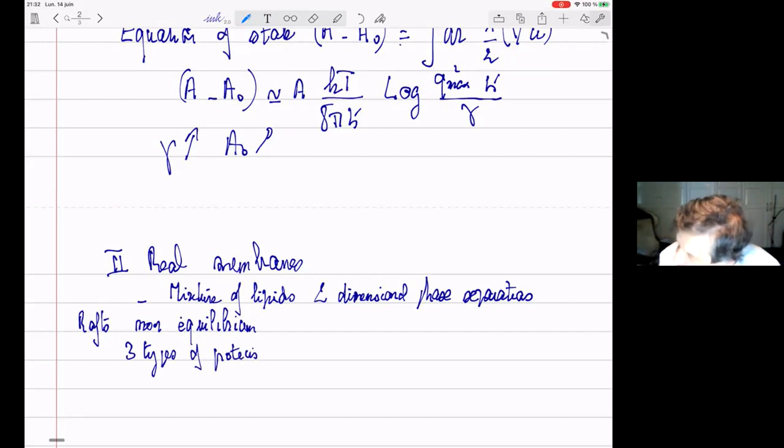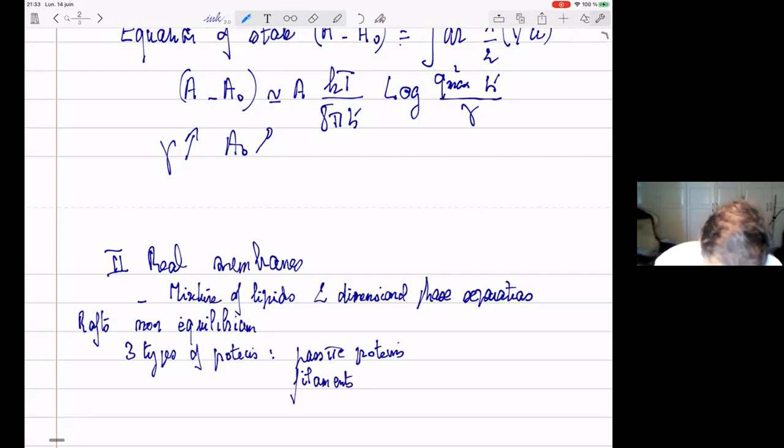The first one is passive proteins. And what I call passive proteins are proteins that don't consume energy, so they don't get energy from the hydrolysis of ATP. Then I will discuss filaments interacting with the membrane. And the filaments that I will discuss are called actin.